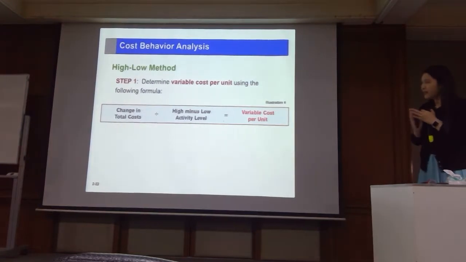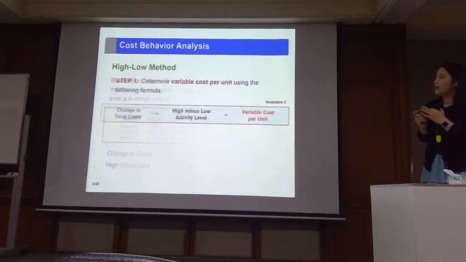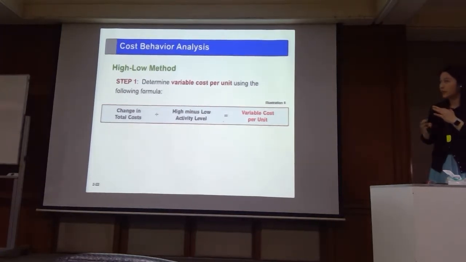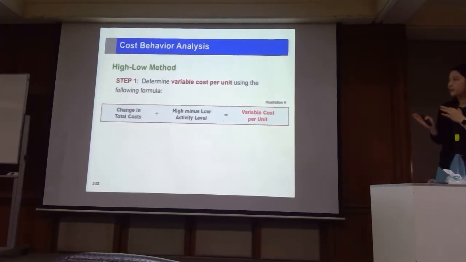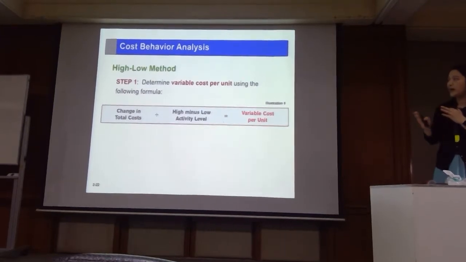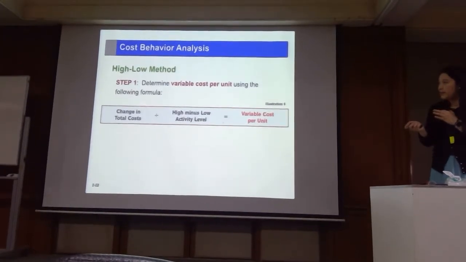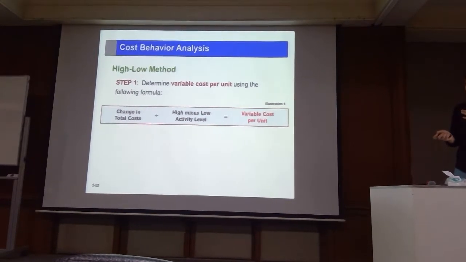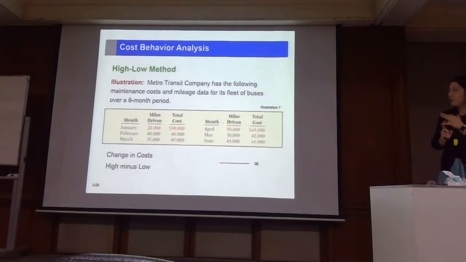Let's see. First, the high-low method. If we want to use high-low method, we need to follow two steps, okay? The first step, we need to determine the variable cost per unit by using the following formula. We need to find the change in total cost, and then we need to find the change in activity level. And we just divide the change in total cost by the change in activities, and we can come up with the variable cost per unit, okay?